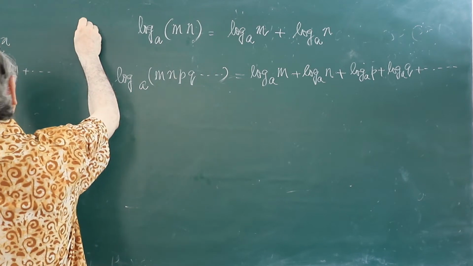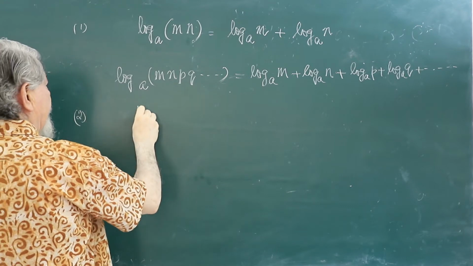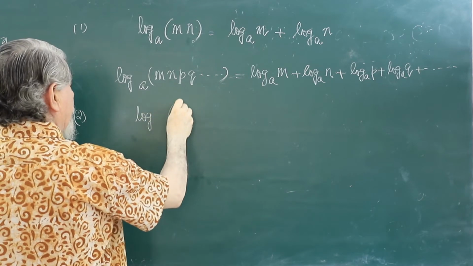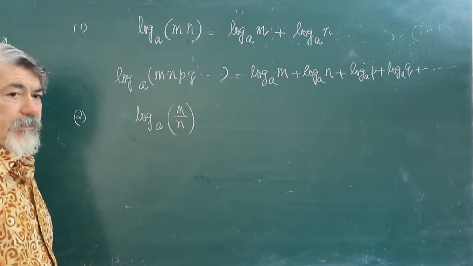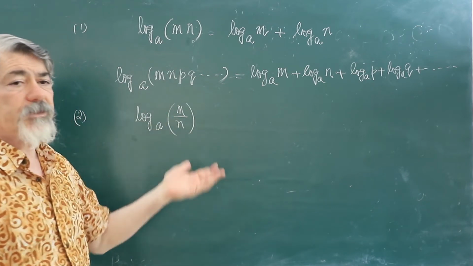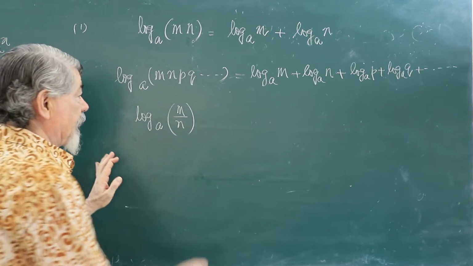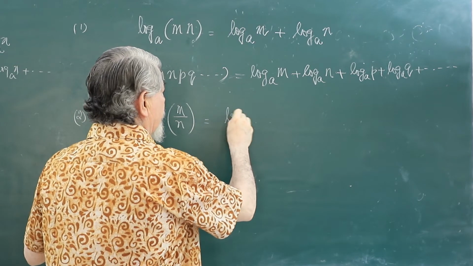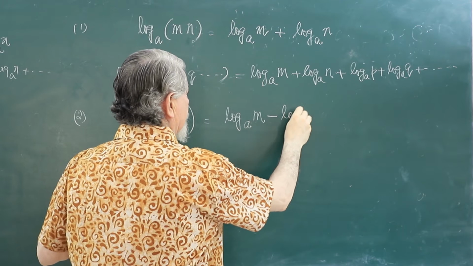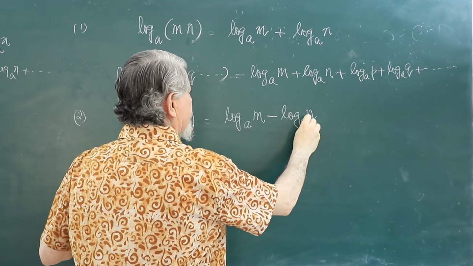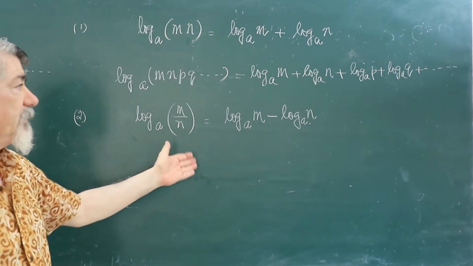Second one is the quotient law. What is the quotient law? If it is division, log m upon n to the base a, then I can change it into subtraction, I can write it as log m to the base a minus log n to the base a. So division changes into subtraction.